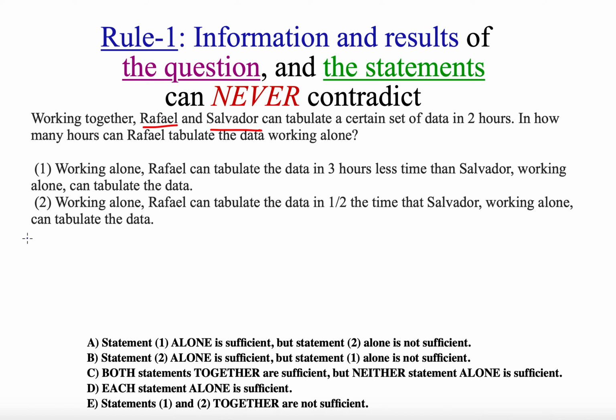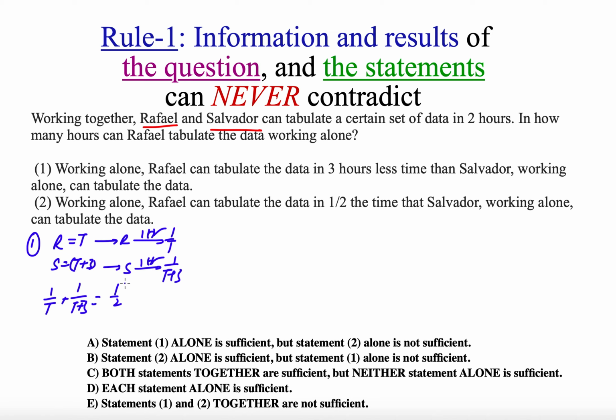Now, the first statement says that working alone, Rafael can tabulate the data in 3 hours less time than Salvador. So, if Rafael takes t time, then Salvador takes t plus 3 hours, right? And we know that both of them can tabulate the data in 2 hours. That means the equation we get is Rafael's 1 hour job is equal to 1 over t, and Salvador's 1 hour job will be equal to 1 over t plus 3, and the equation that we get is 1 over t plus 1 over t plus 3 is equal to 1 over 2.